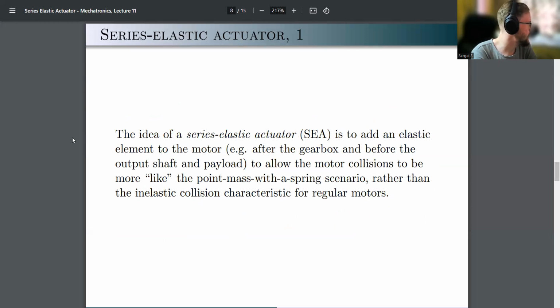So the idea of series elastic actuators, SEA, is to add an elastic element to the motor. For example, we can add it after the gearbox and before the output shaft.